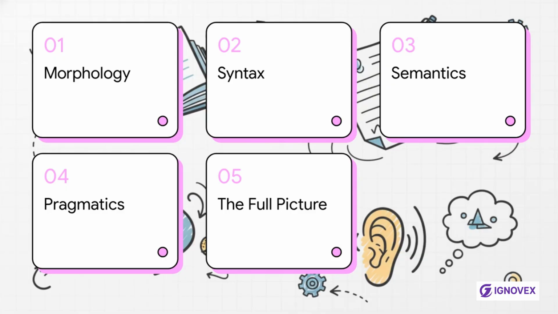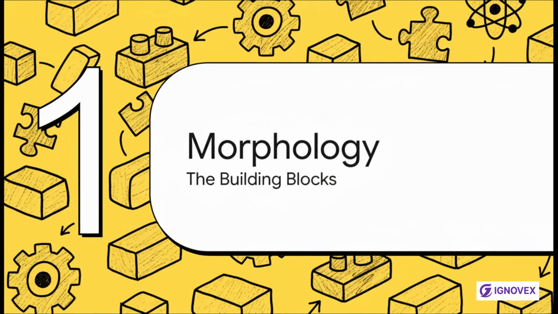So here's our game plan. Think of it like we're building a house of communication. First up, morphology. That's the bricks and mortar. Then syntax, which is the blueprint that tells us how to put them together. After that, semantics, which is figuring out what our structure literally means. And finally, pragmatics, which is all about how it actually works in the real world with real people. Let's get building. Okay, let's start at the very beginning with pillar number 1, morphology.